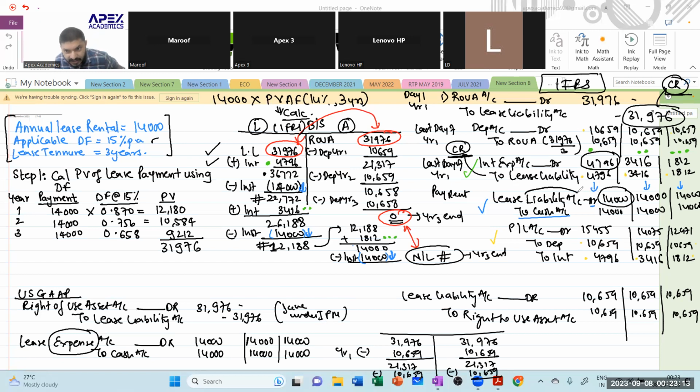Lease liability is reduced when cash is going out. Here, lease expense is a pure P&L item. And lease liability is written off and right-of-use asset is written off. Liability in itself has a credit balance. So the credit item is debited and the debit item is credited to write off the impact. That's all. That's the end of US GAAP accounting for leasing.